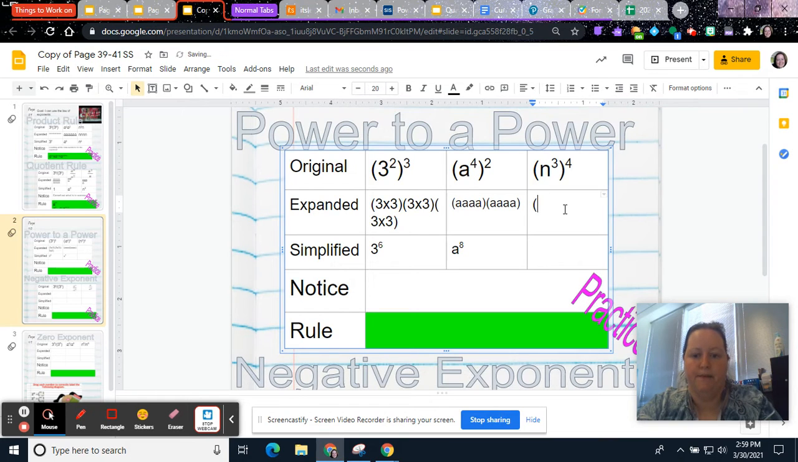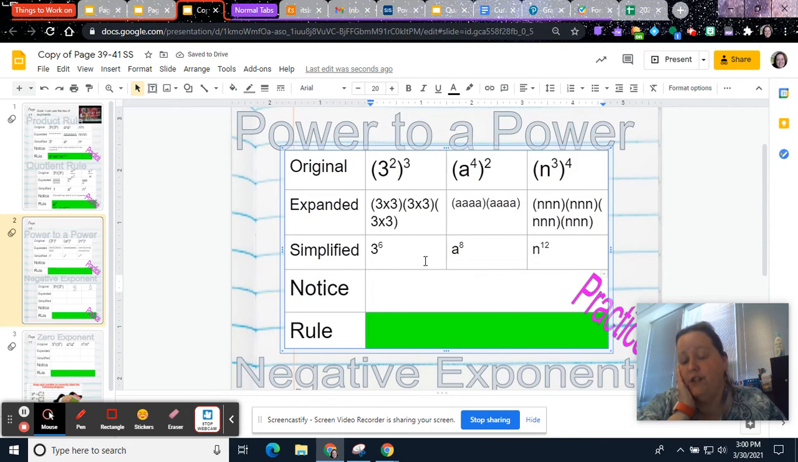Now over here, this one I'd have n to the 3rd power, and I'm doing that 4 times. I have n times n times n, that takes care of the n to the 3rd, but it's n to the 3rd 4 times. So 1, 2, 3, 4. So how many n's do I have altogether now? There's 3, 6, 9, and 12. So that's n to the 12th.